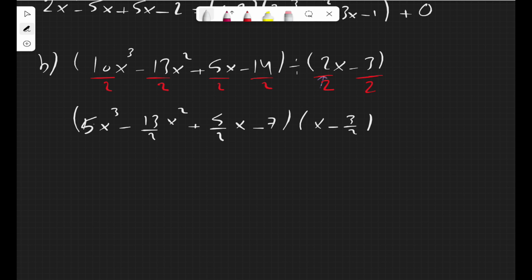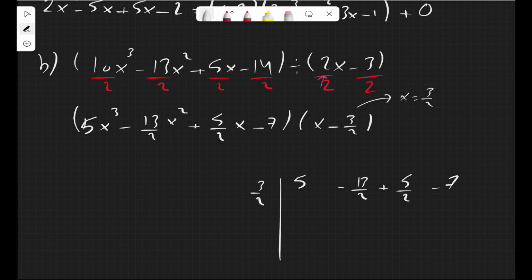In this case, we can apply the synthetic division. Assuming here x equals 3 over 2. So arrange the numbers: 5, negative 13 over 2, plus 5 over 2, and negative 7. To the left is 3 over 2. The first number is the same.